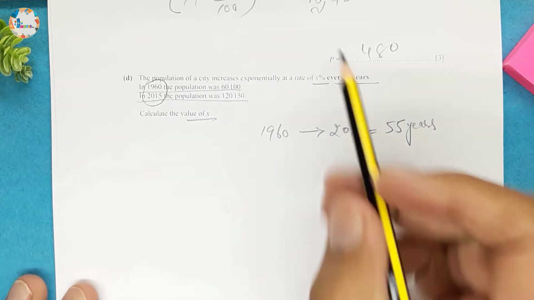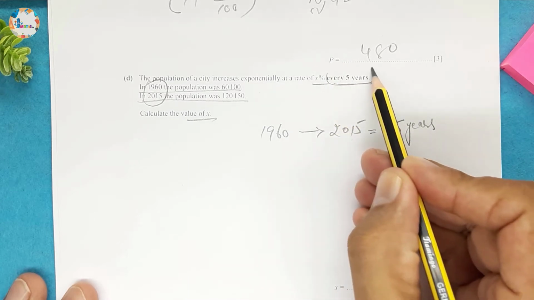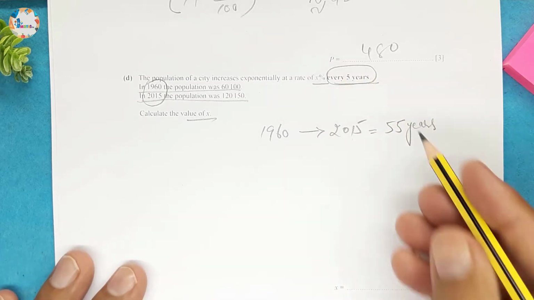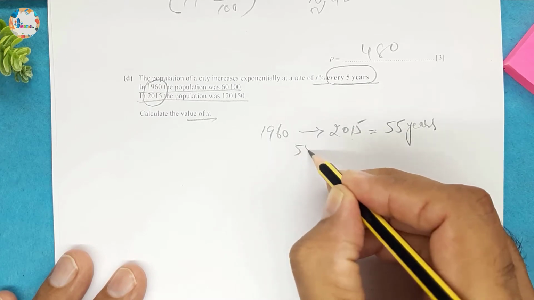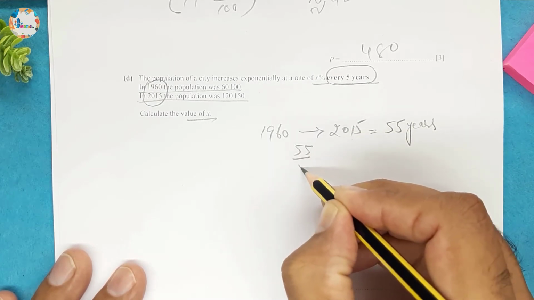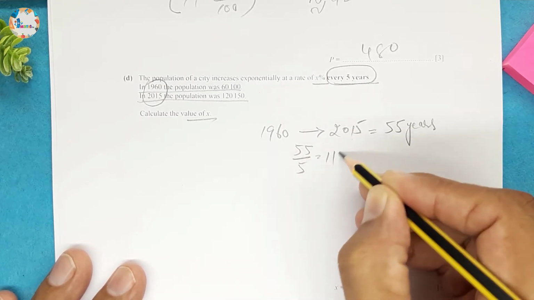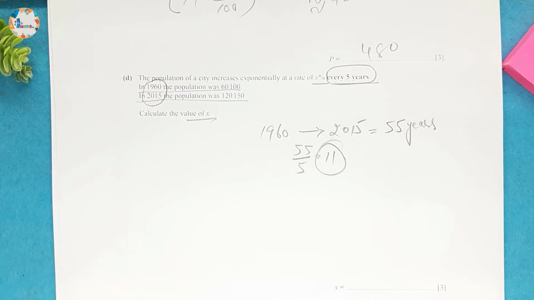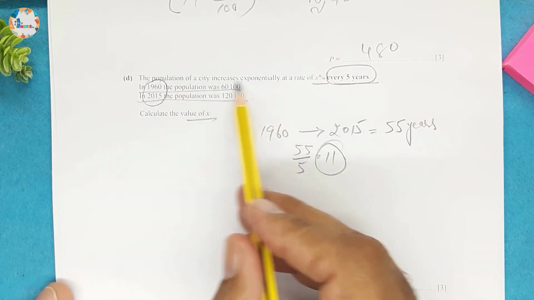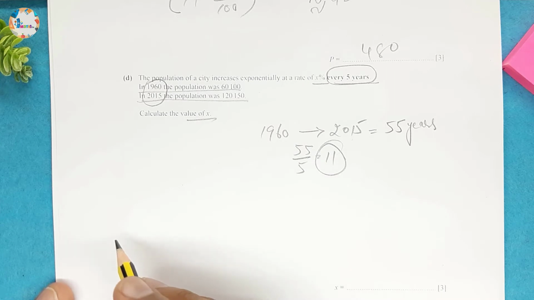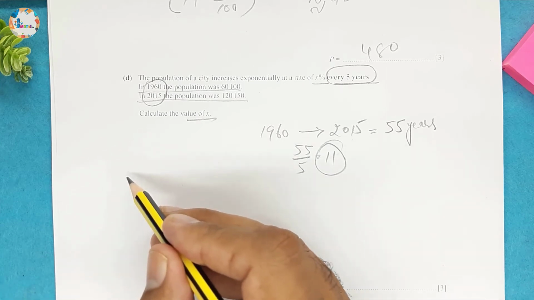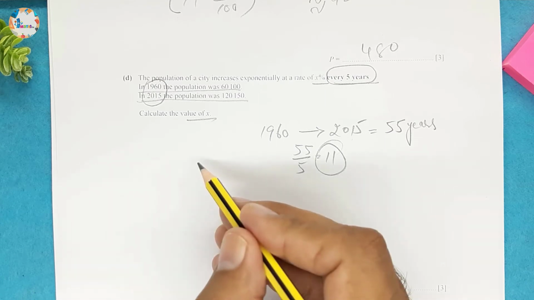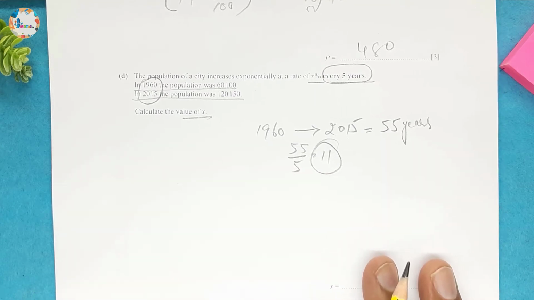And they are telling us that it's every 5 years. So the frequency is every 5 years. We can write 55 over 5, so this will be 11 times. So the population has increased exponentially 11 times. Now we can apply the exponential increase formula, which you will have to keep in mind. There are so many questions in past papers which involve exponential increase.